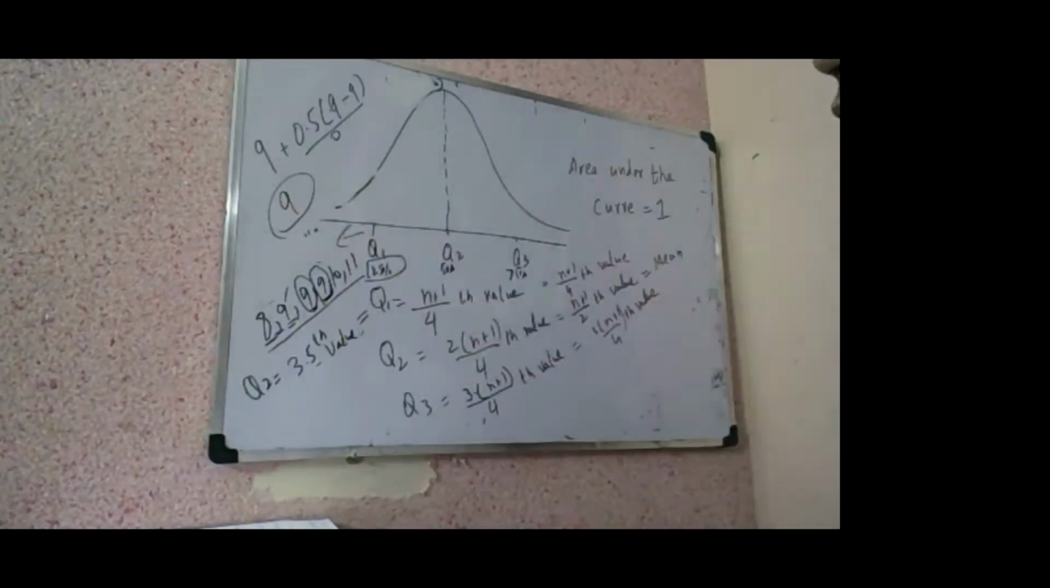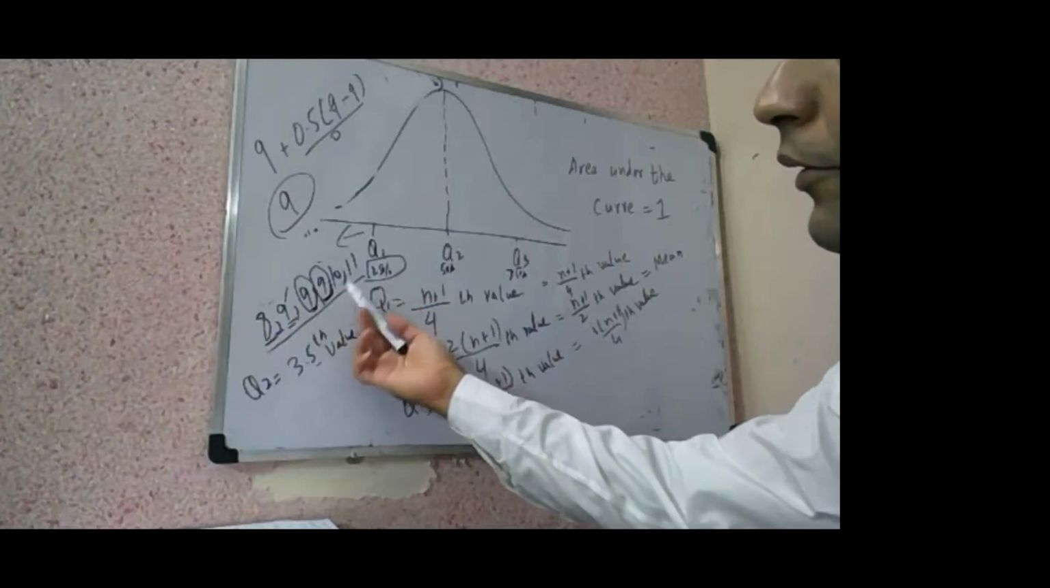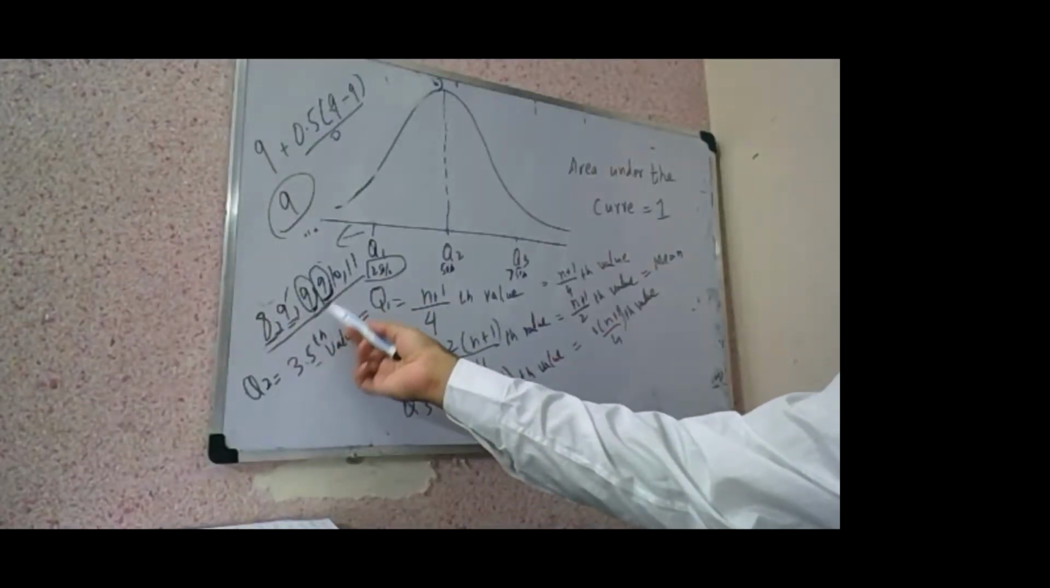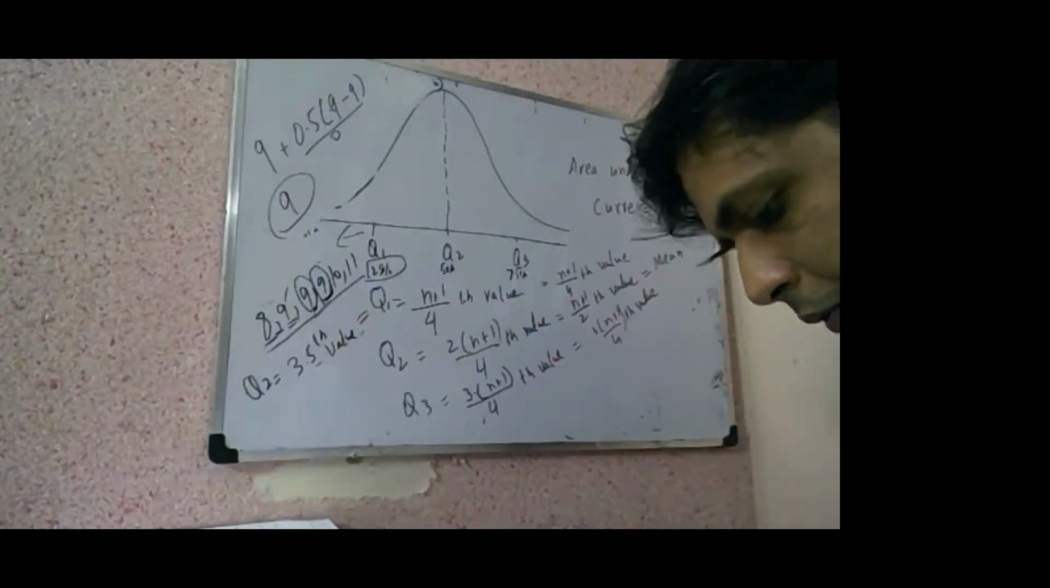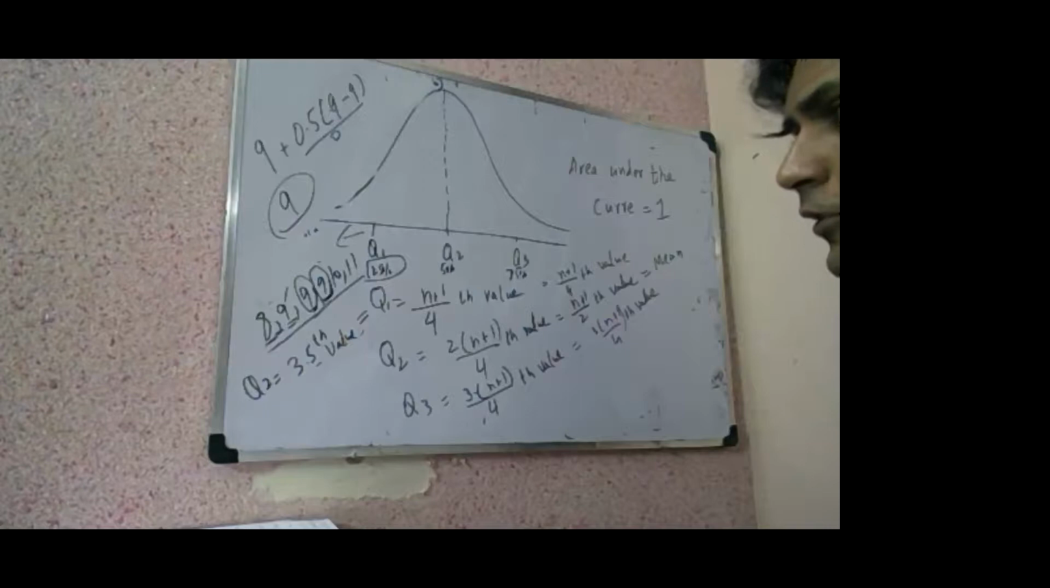Now if you calculate the median, the median is the midpoint. 1, 2, 3, 4, 5, 6. So with 6 values, between the two middle points we can take the average and we get the median. Do you understand?